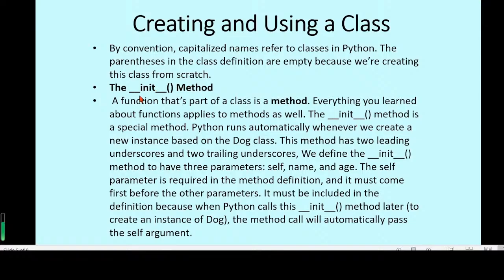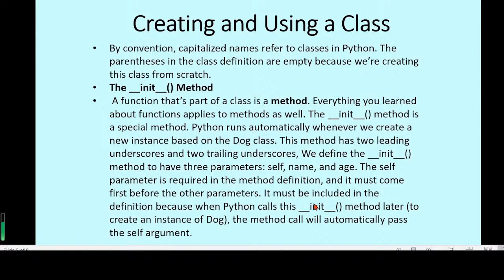The __init__ method is a function that's part of a class, so it is a method, and everything you learned about functions applies to methods as well. The __init__ method is a special method that Python runs automatically whenever we create a new instance based on the Dog class. This method has two leading underscores and two trailing underscores. We define the __init__ method to have three parameters: self, name, and age. The self parameter is required in the method definition, and it must come first before the other parameters.